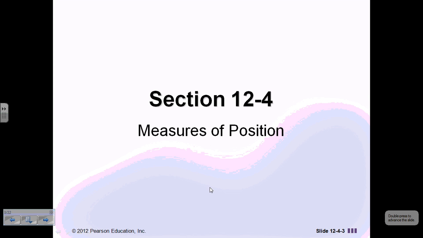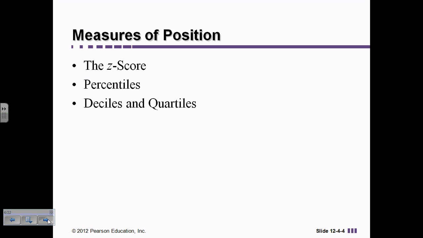All right, we're going to talk about section 12.4 today, which is talking about the positions of the different shapes. So what we're looking at is, instead of trying to figure out information about the center or information about how it's dispersed, we're looking at just strictly, if the numbers are in order, what is the relationship of the different numbers by position. So some of the things we're going to talk about are z-scores, percentiles, deciles and quartiles, and something you might be familiar with called box and whisker plots.